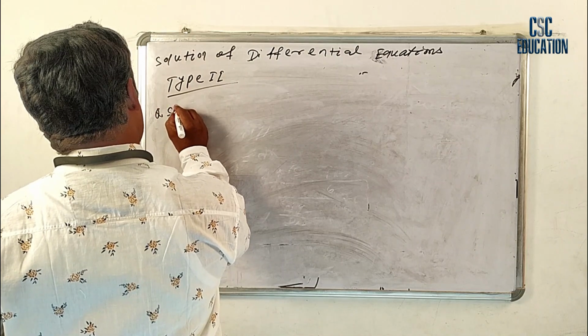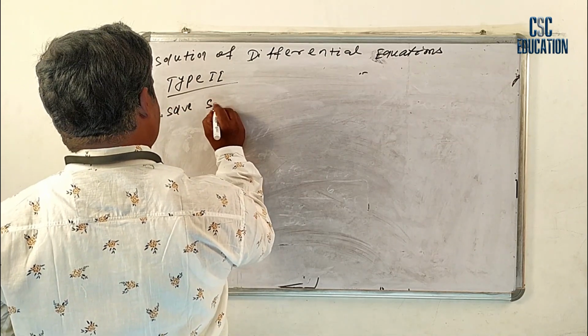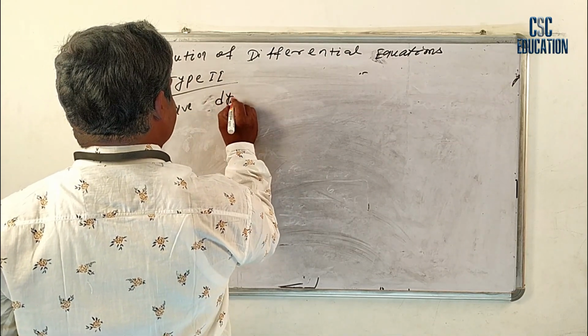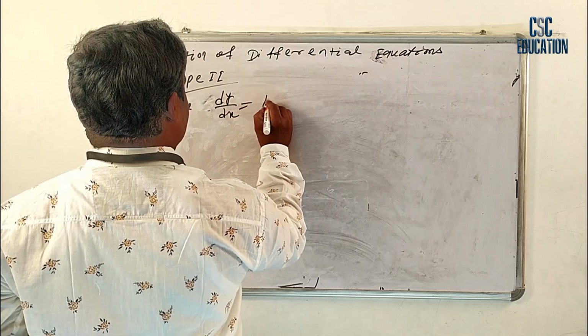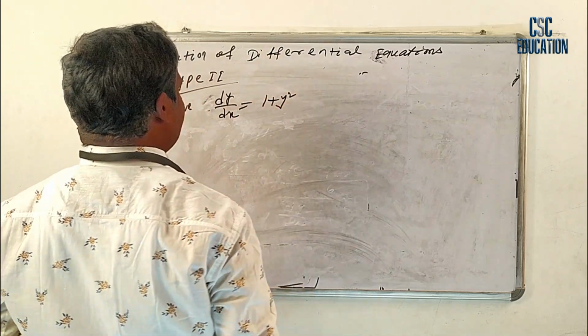Question is, solve dy by dx equals 1 plus y square. Okay.